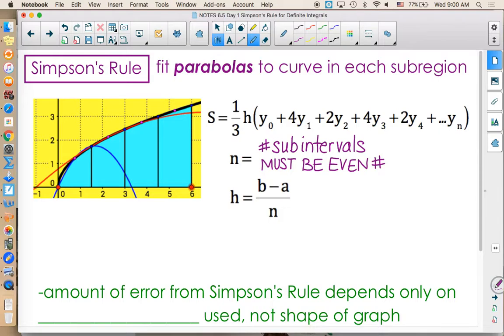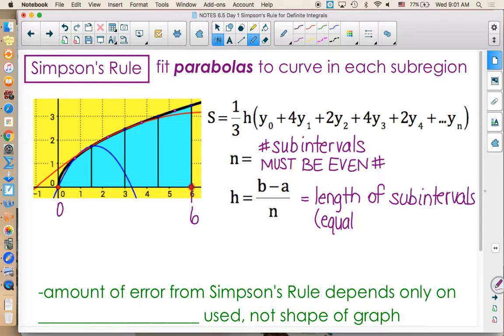Okay, so what h is then is h is the length of each of your subintervals. And how you calculate that is exactly how we've calculated it before. Your highest x value that you're going from, in this case our b would be 6, to our lowest x value that we're going for, so this would be 6 minus 0 divided by however many subregions we were making. In Simpson's rule, they also need to be equal subintervals in order to use the rule. Just like trapezoid rule, to use the shortcut formula, you need them to be equal in size.